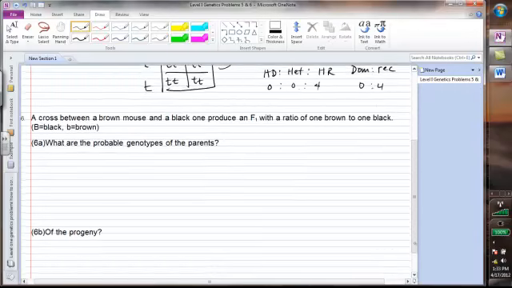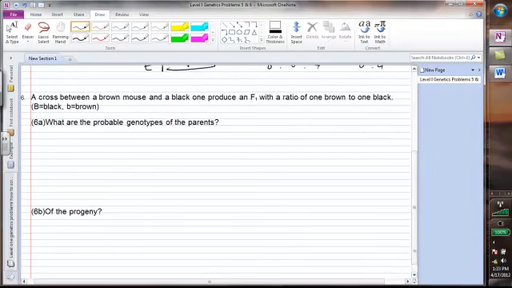All right. Let's look at number 6. A cross between a brown mouse and a black one produces an F1 ratio of 1 brown to 1 black. Capital B is black, lowercase b is brown. What are the probable genotypes of the parents?